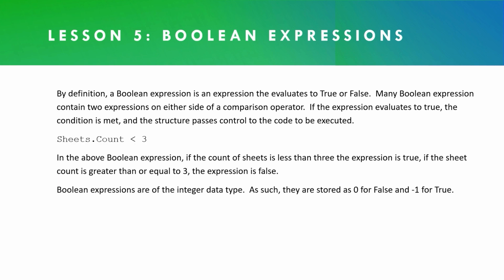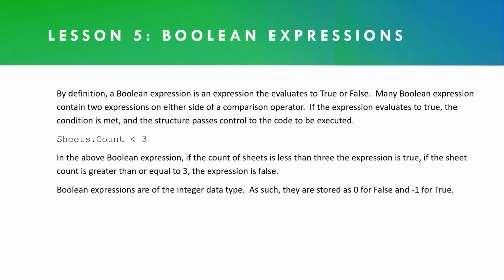A little bit here about Boolean expressions. A Boolean expression is an expression that evaluates to true or false, and many expressions contain two expressions on either side of a comparison operator. If the expression evaluates to true, the condition is met and the structure passes control to the code to be executed. So there's an example there, sheets.count less than 3. If the count of sheets is less than 3, the expression is true. If the sheet count is greater than or equal to 3, the expression is false.